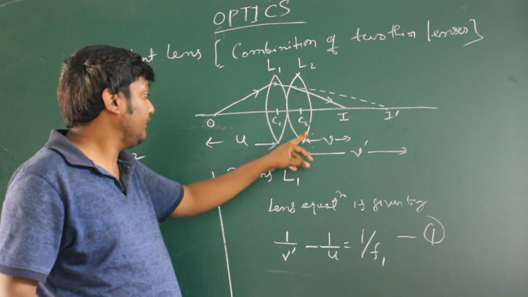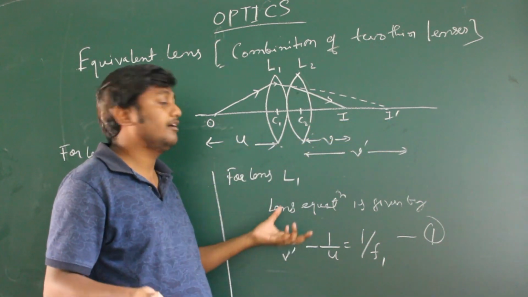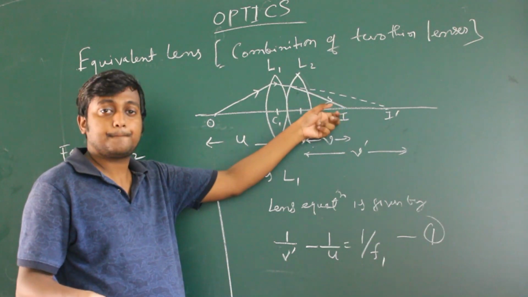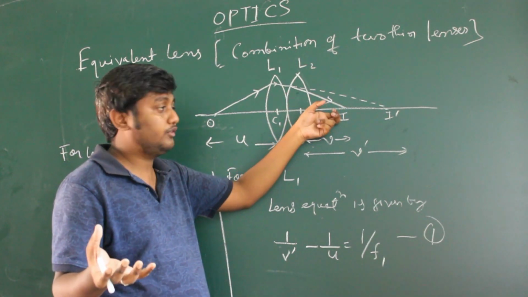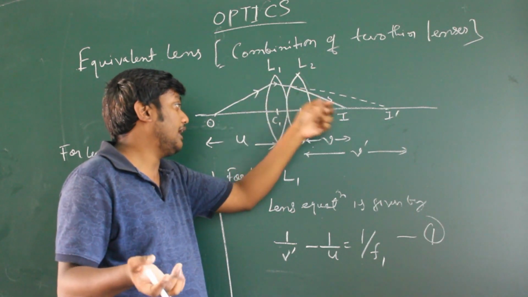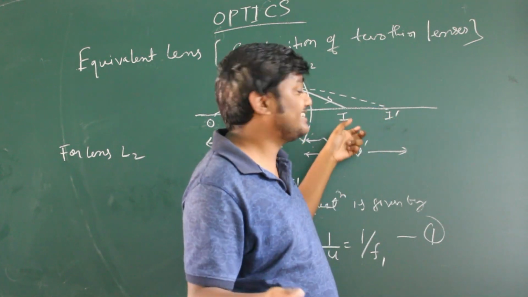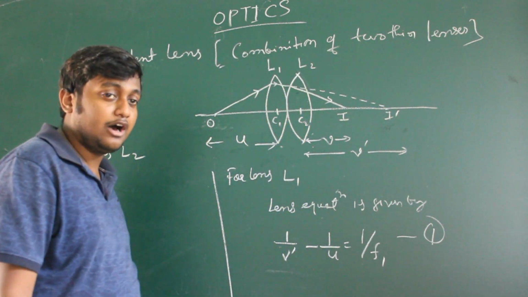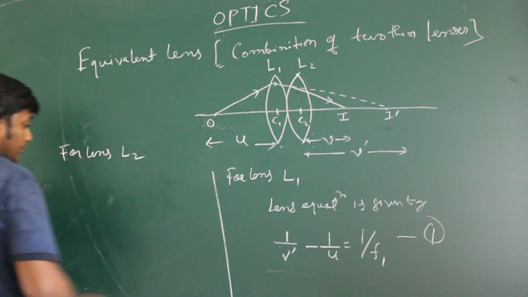For lens L2, I dash acts as a virtual object which gives the final image I. Listen carefully: for lens L2, I dash will act as a virtual object and I is the image. Now for lens L2, what will be the lens equation?